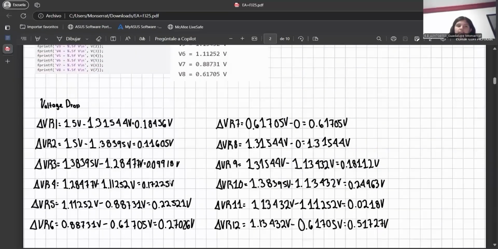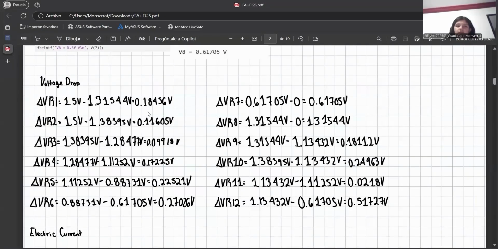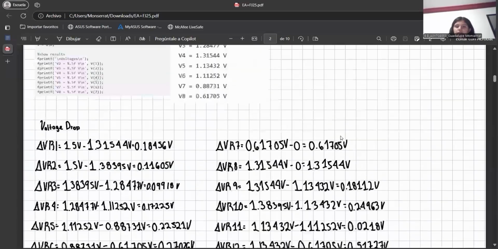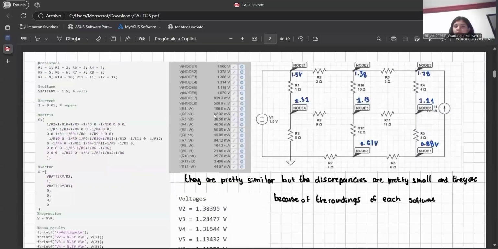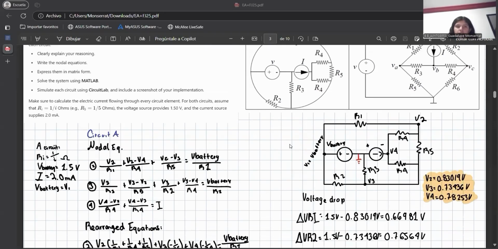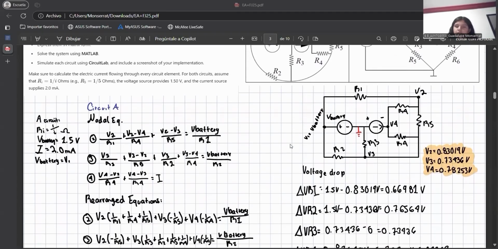And well, this is the voltage drop with its respective electric current, which is the same as the one given in MATLAB and CircuitLab, but with the small discrepancies. For problem number 2, we have two circuits, circuit A and circuit B, and we're going to carry out the same nodal analysis for each one.